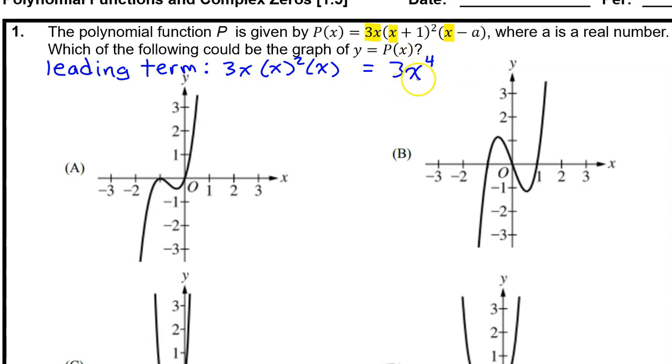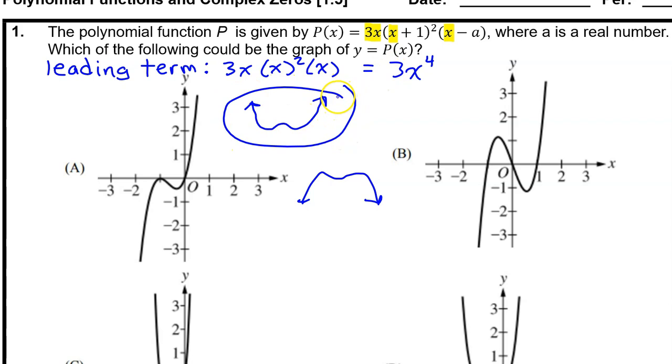Notice that this is an even degree, right? This is degree 4. We have learned in the past that an even degree polynomial has the same end behavior on the left and right. So either it's going to be 2 arms up like this, or both sides will be down like this. And we see that it is a positive leading coefficient, so we know the end behavior would look like this.